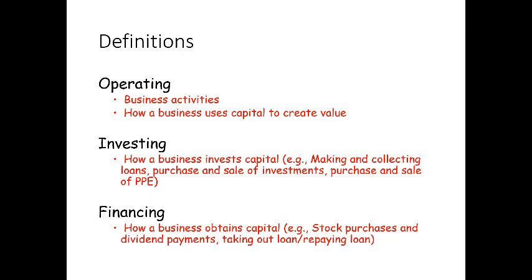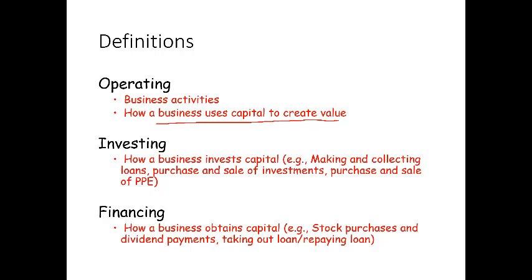It's cash flows related to the operating part of your income statement. Business activities: how a business uses capital to create value. So it's their main line of business, operating cash flows. Investing cash flows are how your company invests capital.